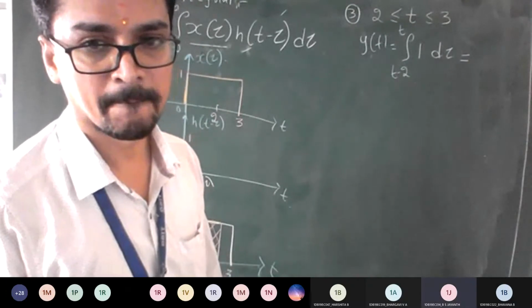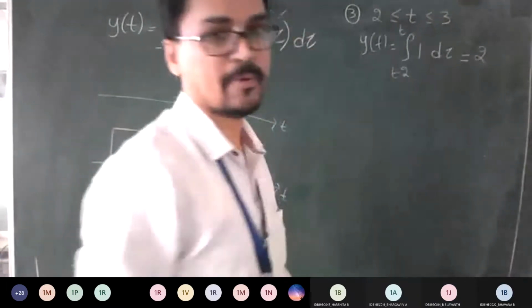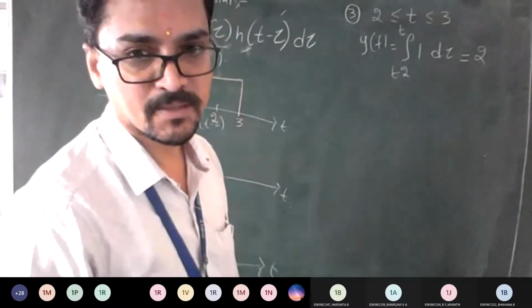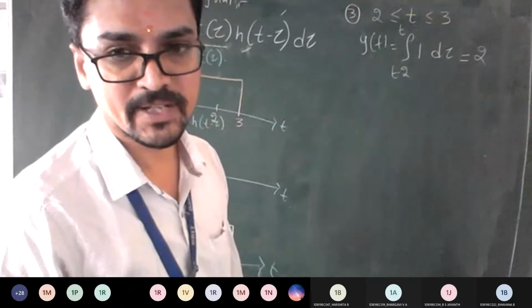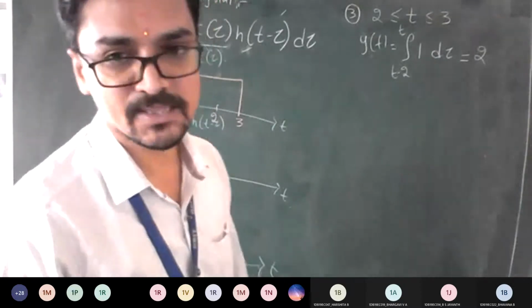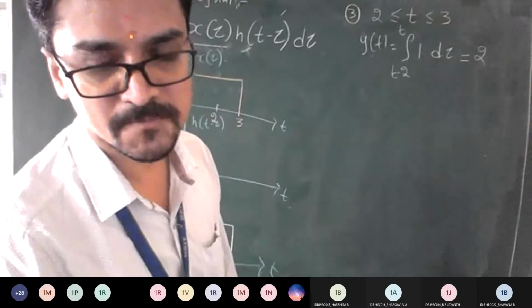What's the answer? Is it 2, sir? It's 2 only. I'm applying upper limit minus lower limit, right? Concept. So you can apply the range t to t minus 2. You're going to get answer as 2. Is it okay? Everyone got same answer or not?